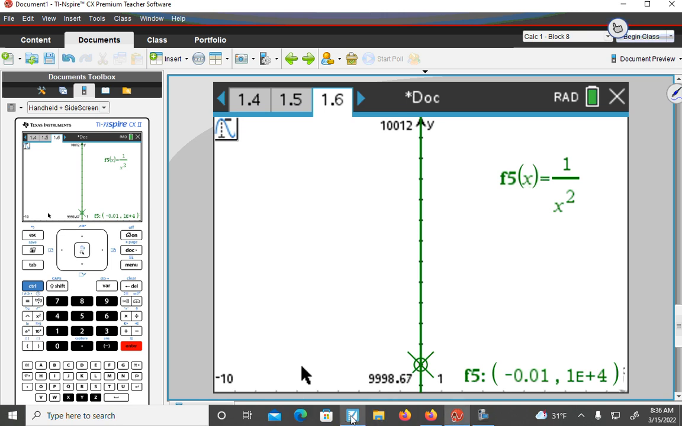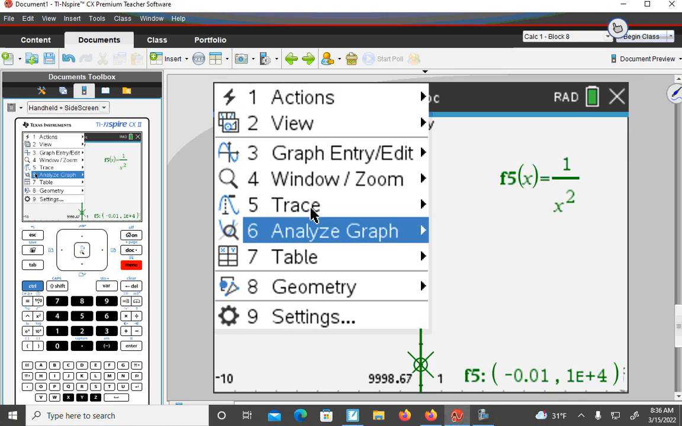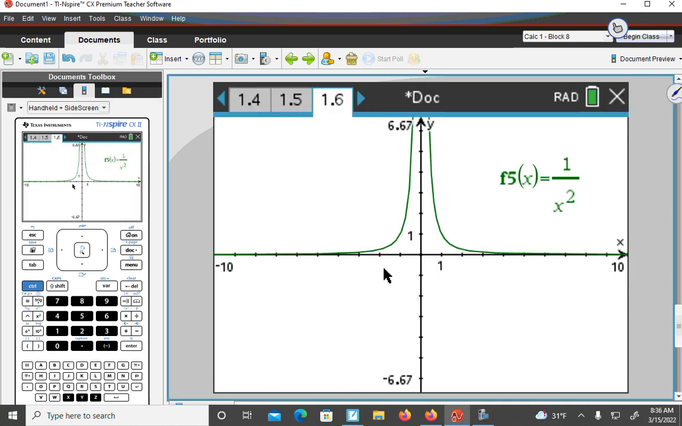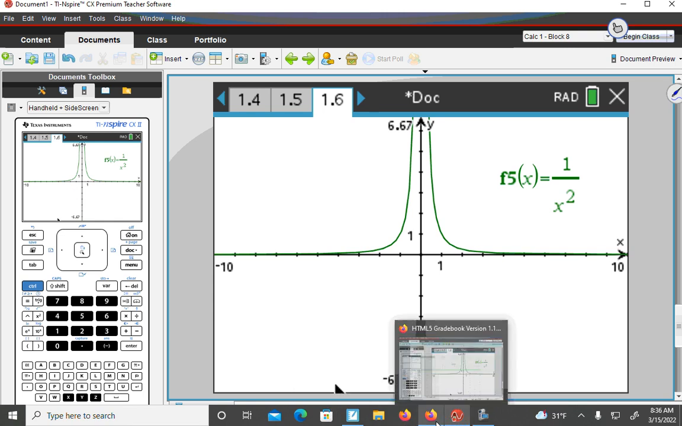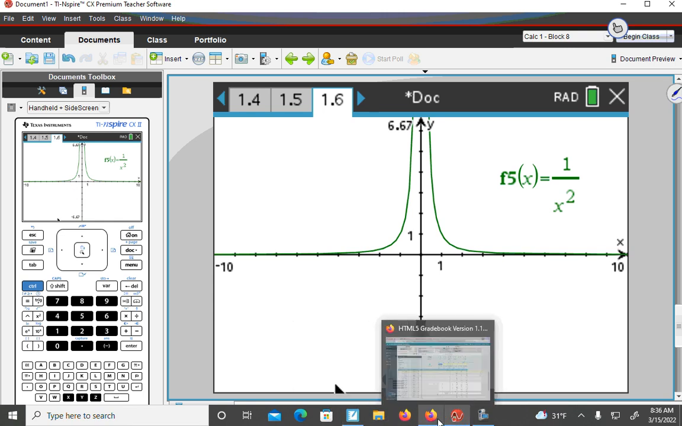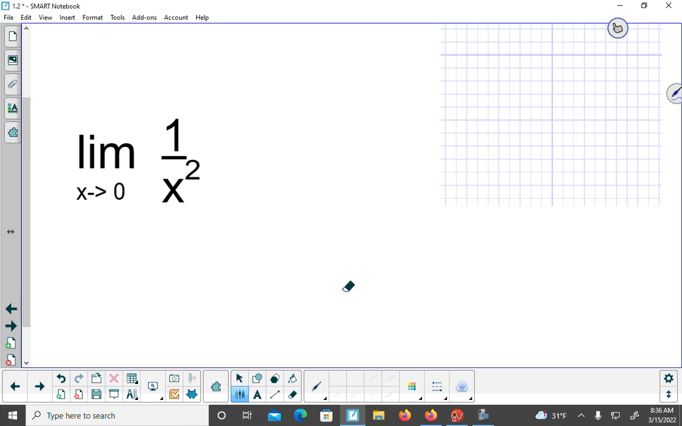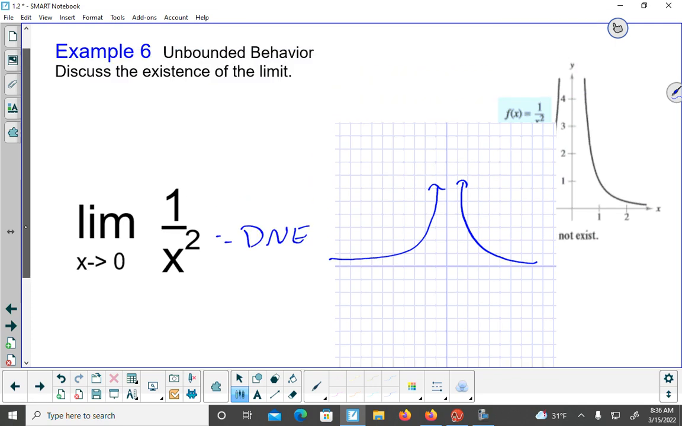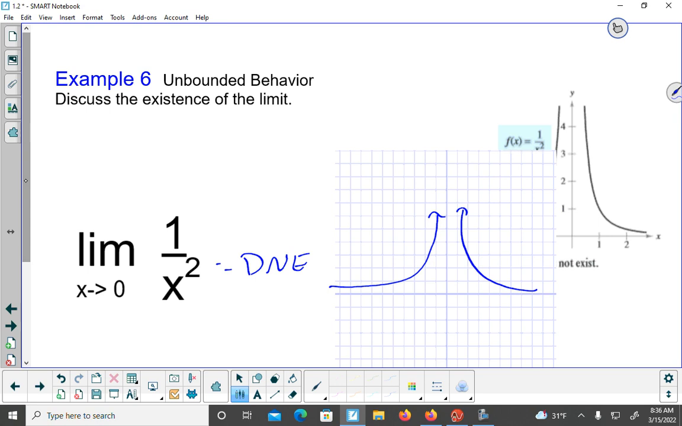So when I look at this graph, and I kind of want to get back to my main window here, I can see that as I approach 0 from the left and as I approach 0 from the right, the numbers are getting larger and larger and larger. So I'm not going to approach a certain number. My numbers are just getting larger and larger. So what I'm going to say is that my limit does not exist. And this is an example where I have unbounded behavior. By unbounded behavior, that means that the numbers are getting larger and larger without bounds, or they're getting smaller and smaller without bounds.